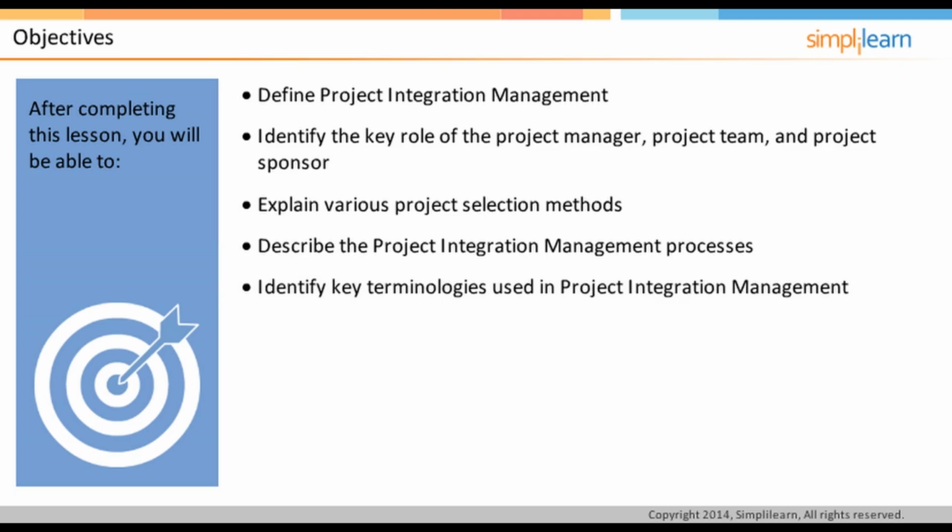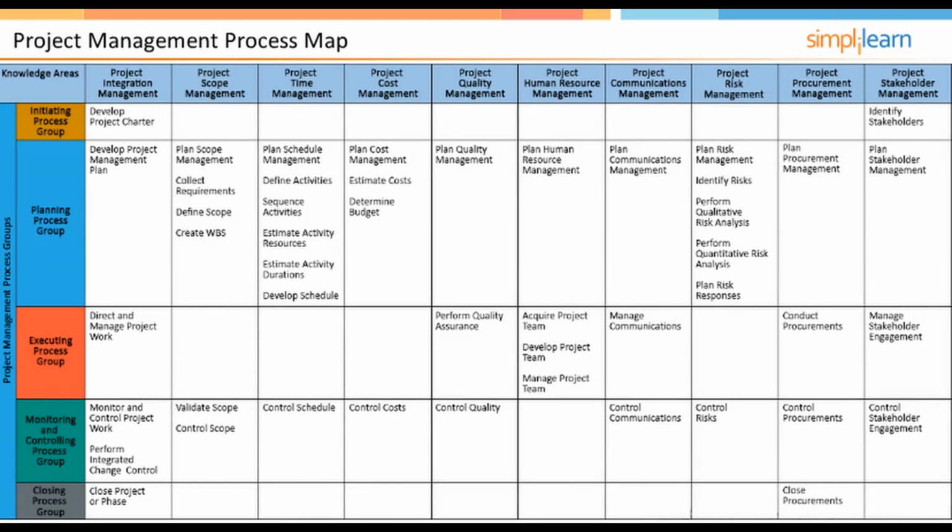In the next screen, let us take a quick look at the project management process map. There are 47 processes in project management, grouped into 10 knowledge areas and mapped to 5 process groups. In this lesson, we will look at the first knowledge area, that is, project integration management and its processes. In the next screen, let us understand the concept of project integration management.